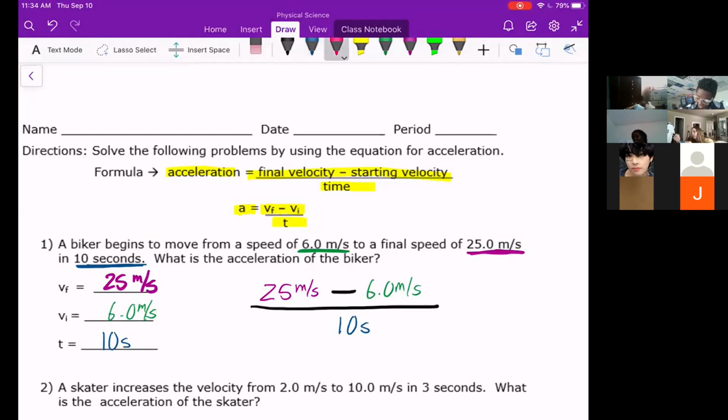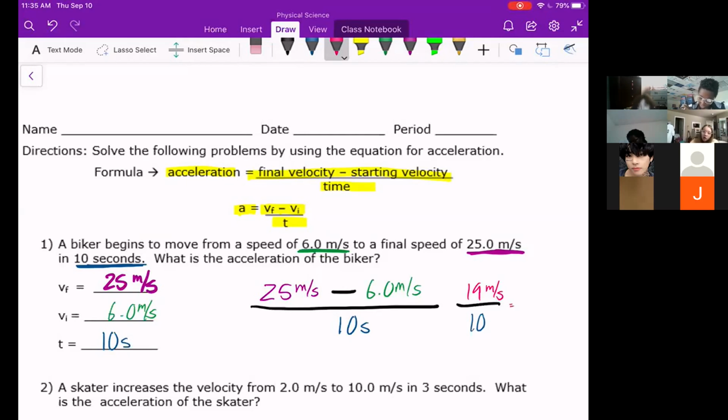Okay, so I got 19 and then I'm going to divide that by 10. And that 19 is still meters per second. Here's the thing I want you to be very careful about on your calculator, depending on what type of calculator you have. When you do the 25 minus 6, you need to hit enter. So we got 19. Then we divide by 10, and I got 1.9. Is that what you guys got?